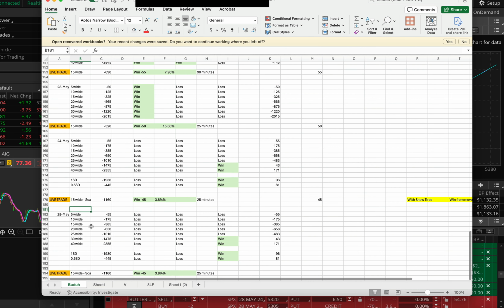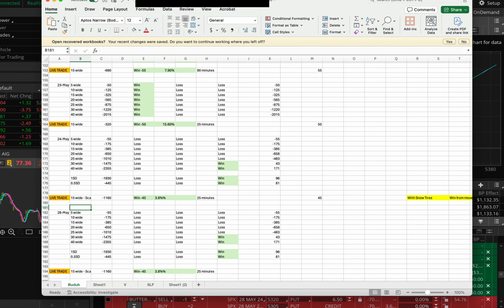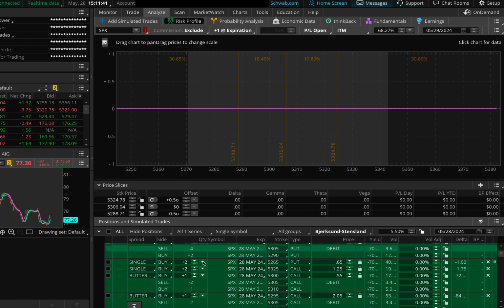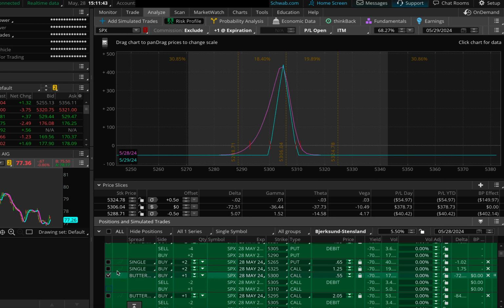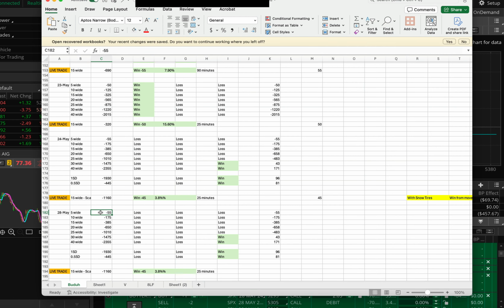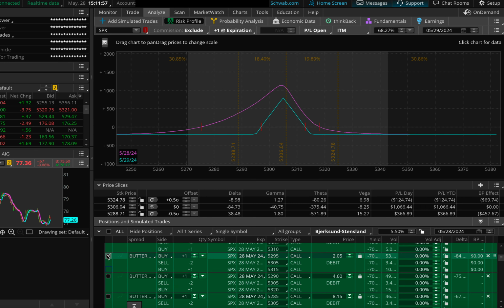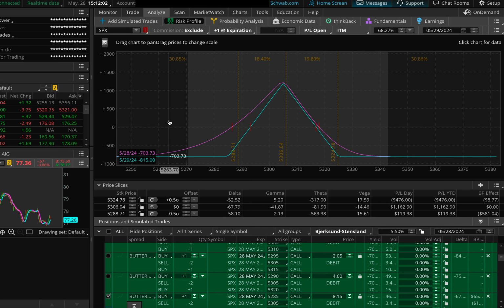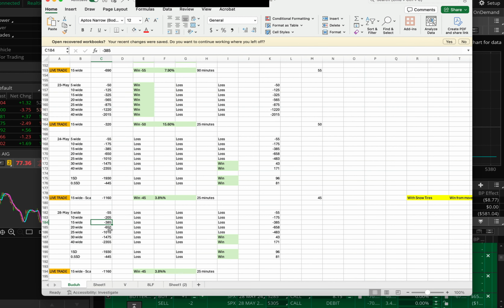May 28. So first of all, I need to get all the risks for each of these. So let's go back to the 5 wide. Total risk on the 5 wide was 55. Total risk on the 10 was 205. So 55 and 205. And then next is the 15 wide. 15 is 460 risk. 460 and 815.